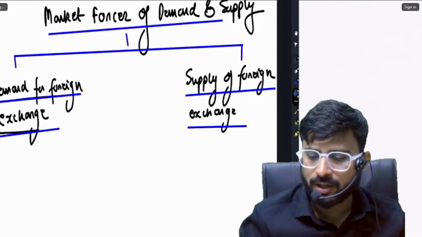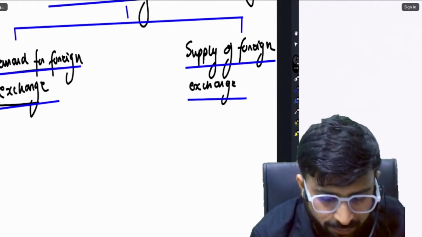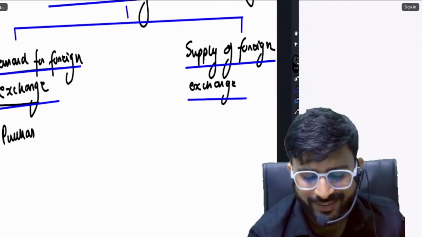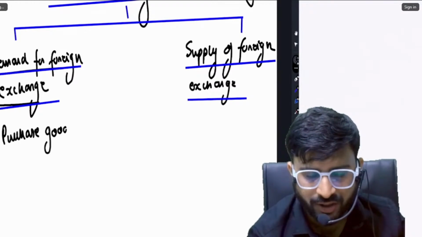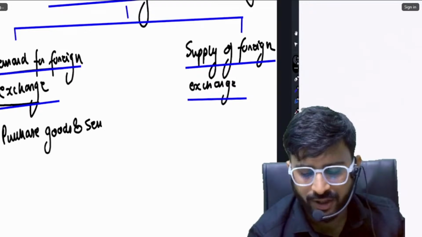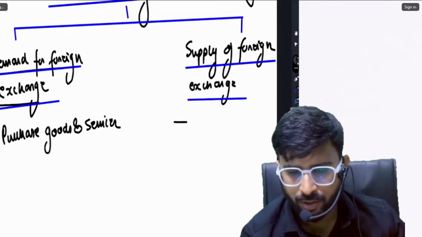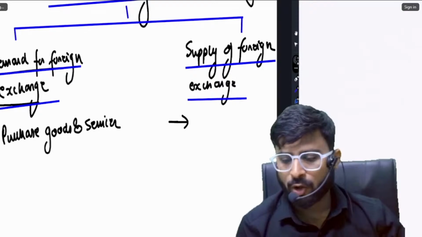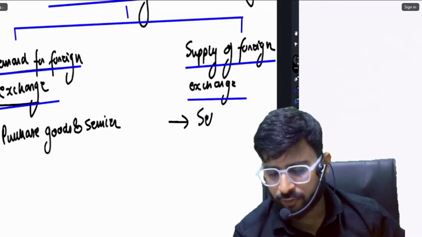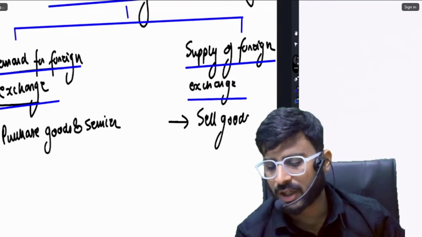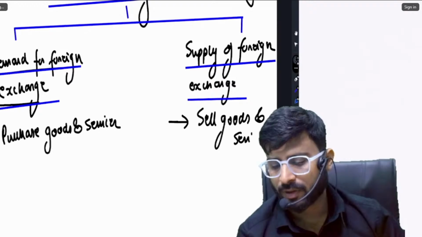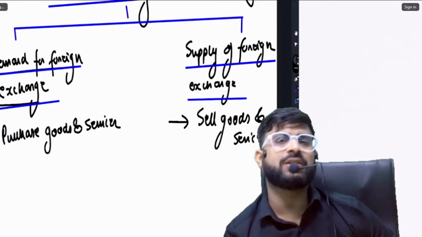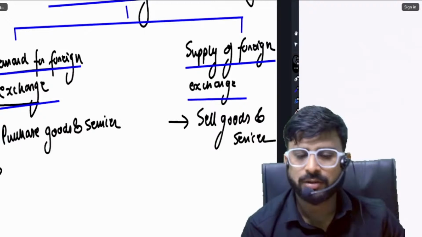Pay attention, everybody. Factors causing the demand for foreign exchange: when you purchase goods and services from outside. And when does supply increase? Of course, when you sell goods and services to the other country, because they make payment in dollars, we take these dollars and convert them into rupees in India.